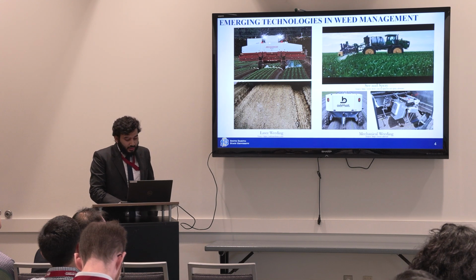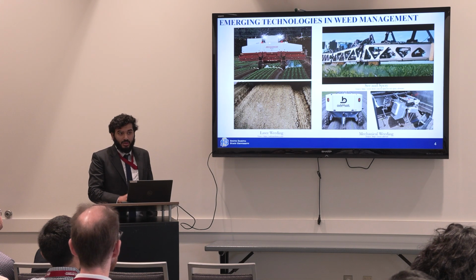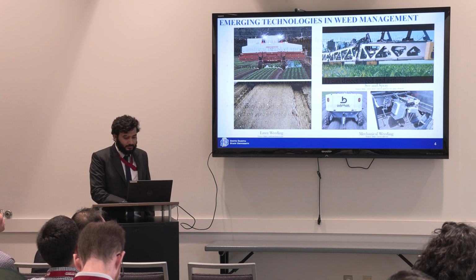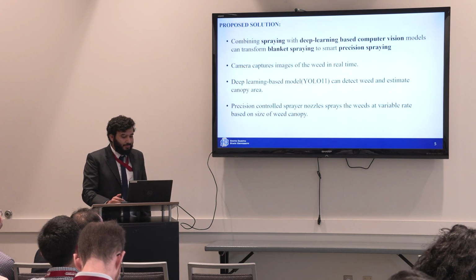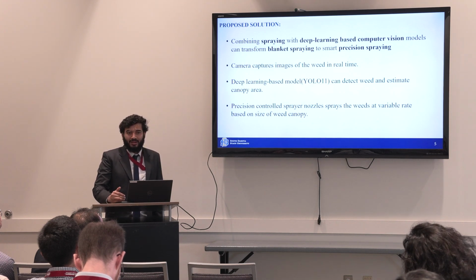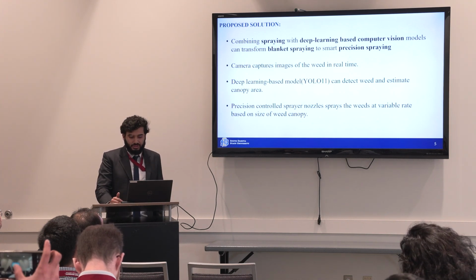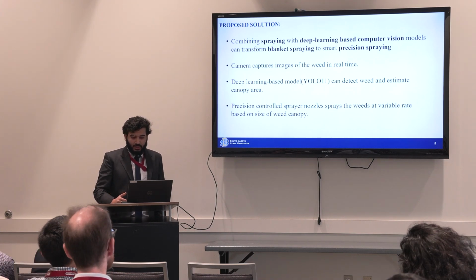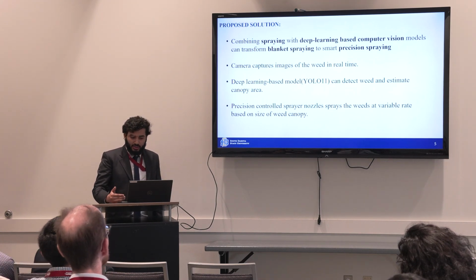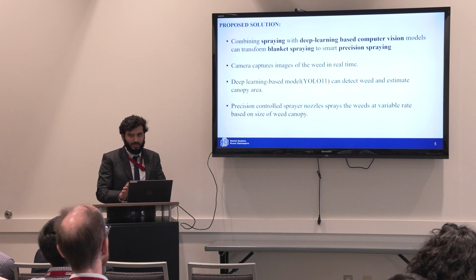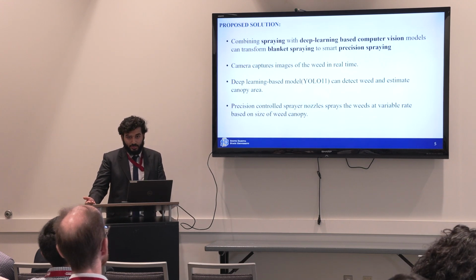The companies which have already developed these are closed source, so we wanted to develop these things for open source and academia. The proposed solution is combining spraying with deep learning based computer vision models to transform traditional blanket spraying into smart precision spraying. The camera captures images of the weeds in real time, and a deep learning based model, YOLO 11 in our case, can detect weeds and estimate their canopy area. So we are doing variable rate spraying based on canopy area, and spot spraying as well.